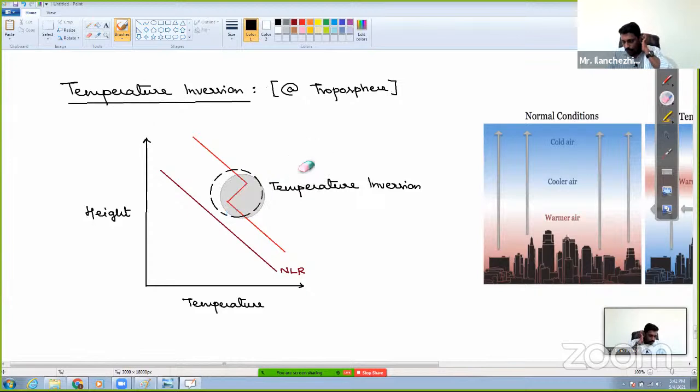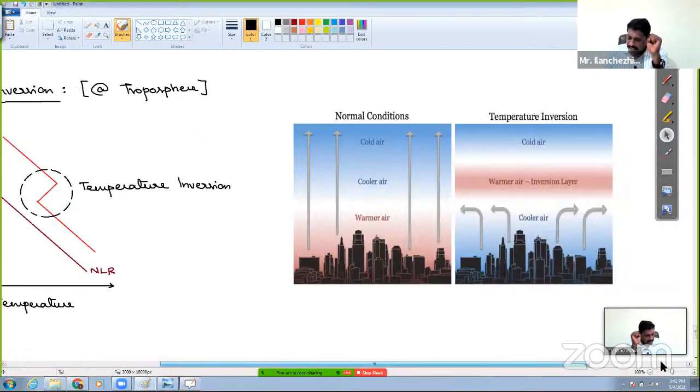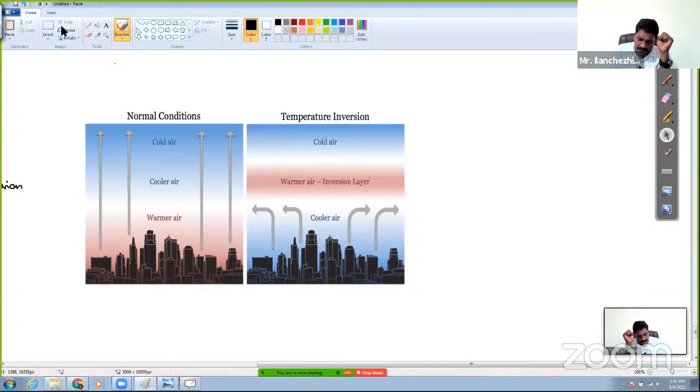Okay, this is what you call as what? Temperature inversion. Okay, right, my friend. So somewhere, what is temperature inversion? Approximately, we have an idea. Now, I'm just giving you an idea. Temperature inversion is that condition. When exactly will temperature inversion take place? There's a difference between the normal and the temperature inversion condition.